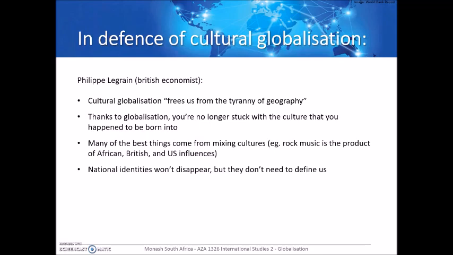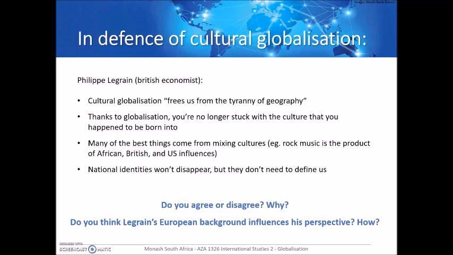He also argues that many of the best things come from mixing cultures. And he also argues that national identities won't disappear, but they don't necessarily need to define us. So he considers that cultural globalization basically gives us a choice to pick and choose what kind of mix we want to have for ourselves. Now, question: do you agree or disagree? Why? And also, how do you think Legrain's European background influences his perspective? Just quickly think about it.